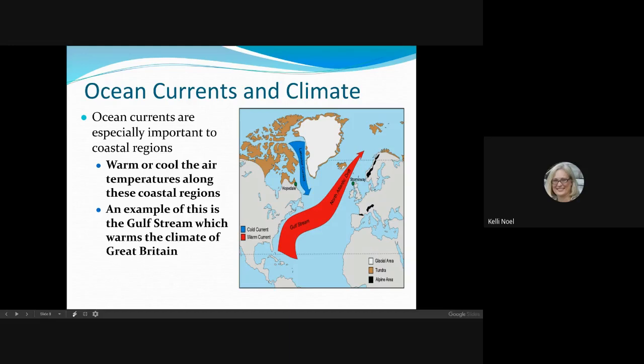And this actually warms some of the climate of Great Britain because Great Britain is way up here in the north. And so as the Gulf Stream goes, it's going to warm those areas. And what you're going to put here, for example, is the Gulf Stream, which warms the climate of Great Britain.